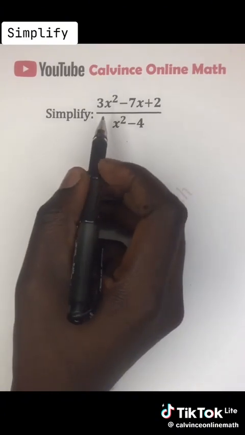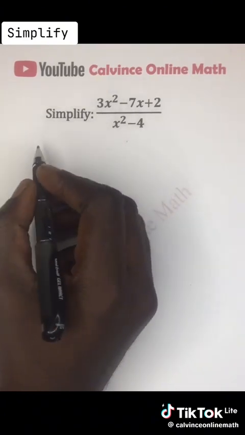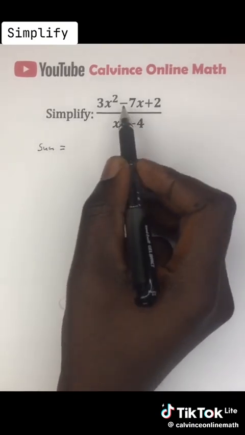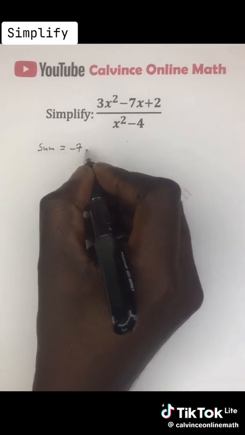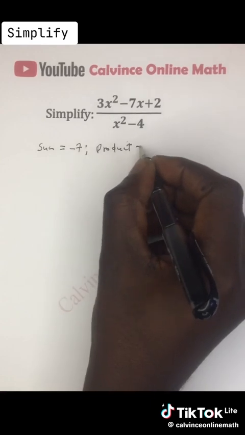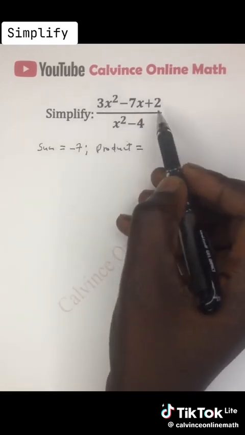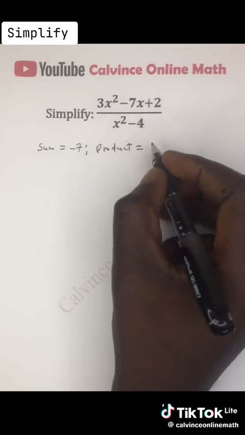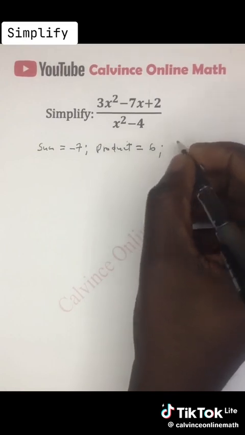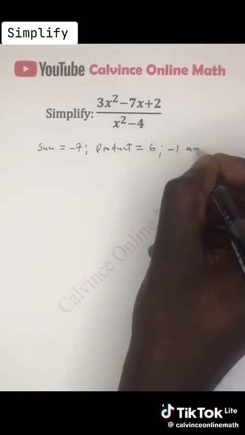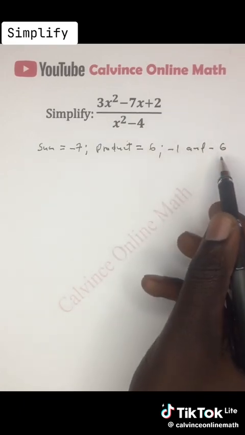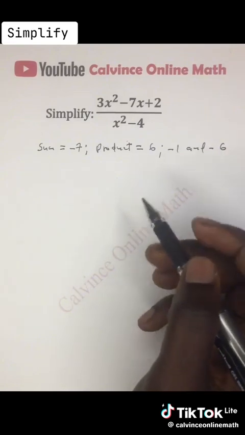In the numerator, for us to split b, we need two numbers whose sum is the same as b, and b in our case is −7, and the product of those two numbers should be the same as a times c, that is 3 times 2, which is 6. Those two numbers, you'll find them to be −1 and −6. You try multiplying −1 times −6, you get 6. You add the two, you get −7.